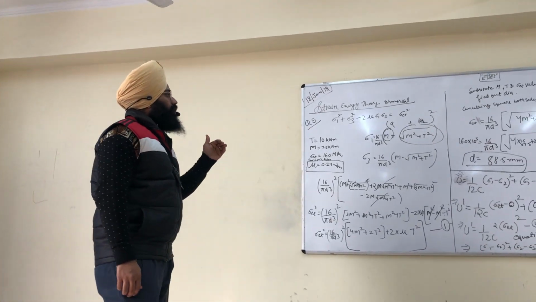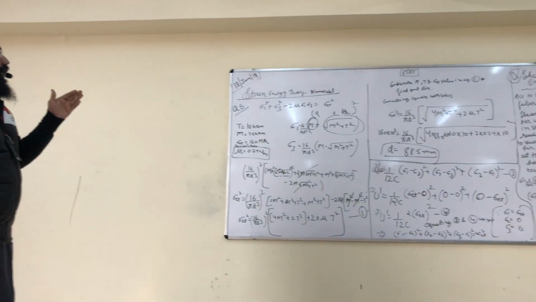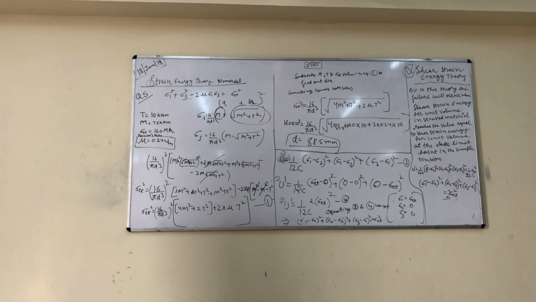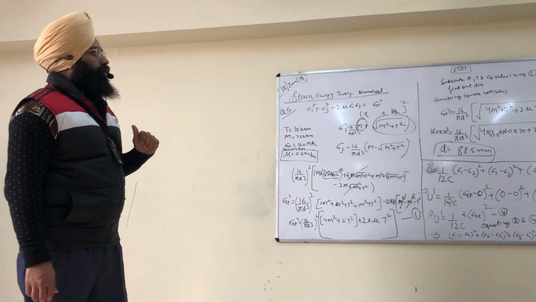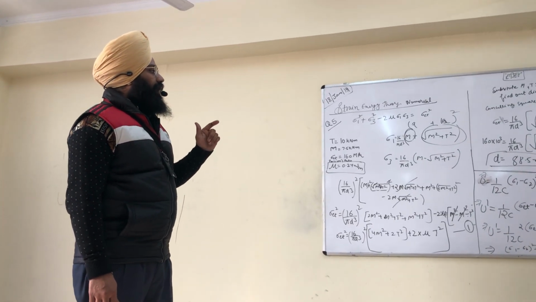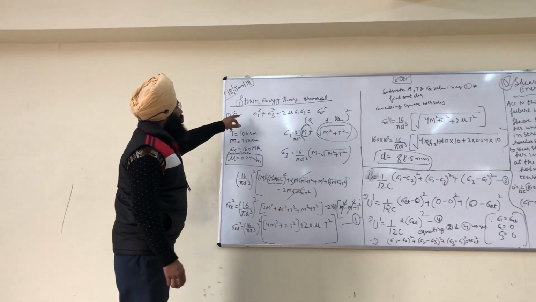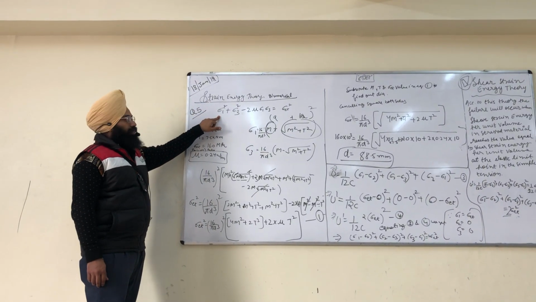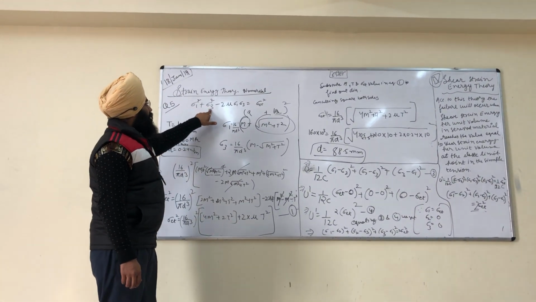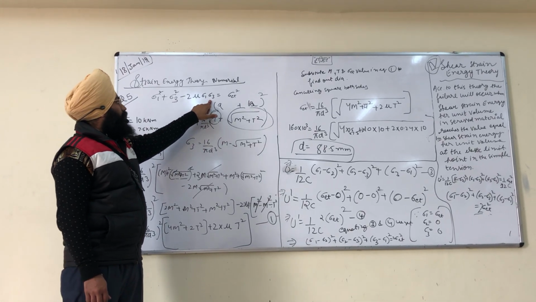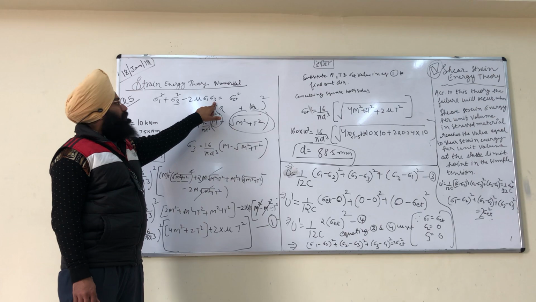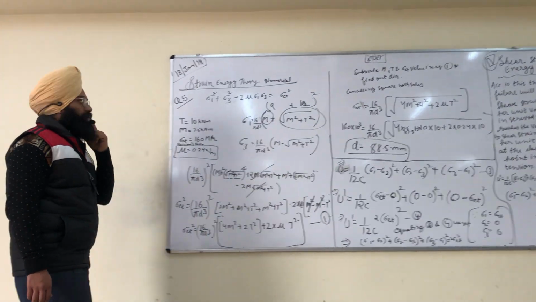Shear strain energy theory states that failure will occur in the stressed material when the shear strain energy reaches the value of the shear strain energy at the elastic limit in simple tension. For this, the relation is stress 1 square plus stress 3 square minus 2 into Poisson ratio, stress 1 into stress 3, where these are the principal working stresses, is equal to stress ET square.